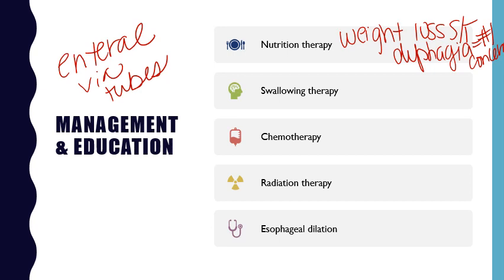We're going to do chemo and radiation to treat cancer, and we might do a type of therapy called esophageal dilation, which provides relief of dysphagia and helps to widen that esophagus that's narrowed. We can also do some surgical management to remove all or part of the esophagus or parts of the stomach, and thus help treat the cancer and remove tumors.